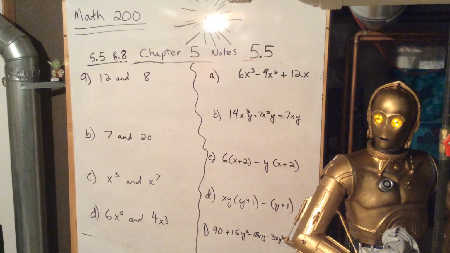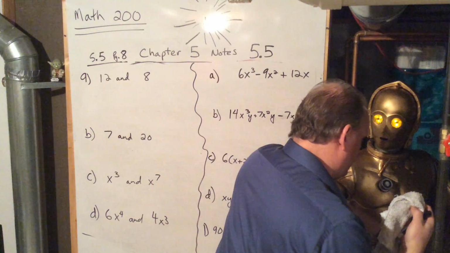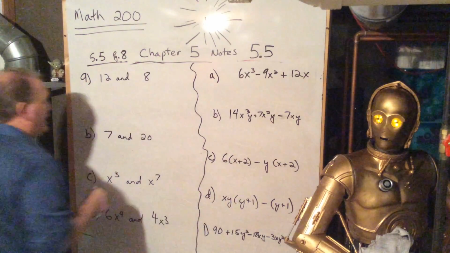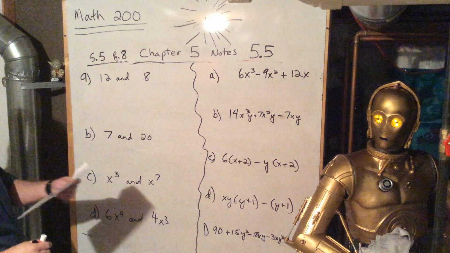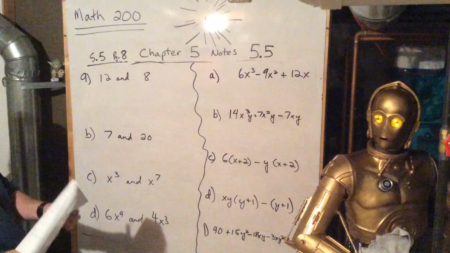Okay, Math 200. This is the notes packet. We're looking at section 5.5. That's page 8 on the note packet. So we're looking at greatest common factor.